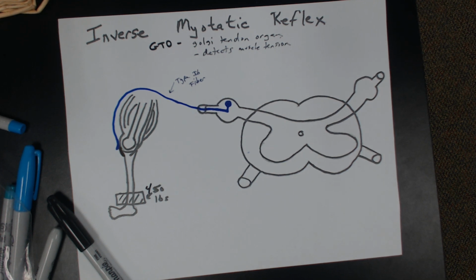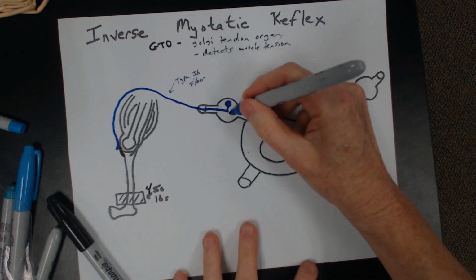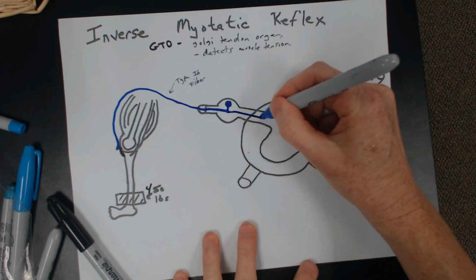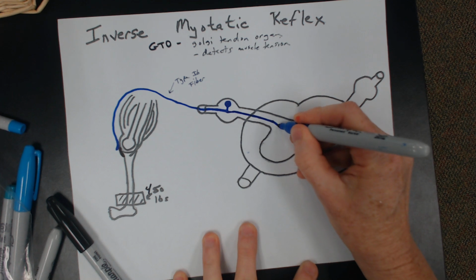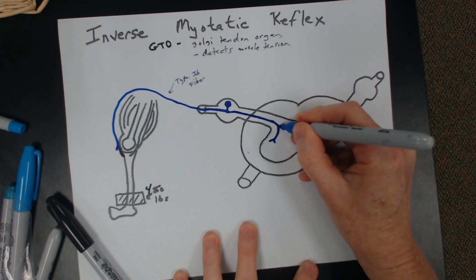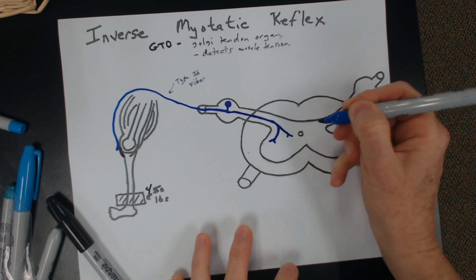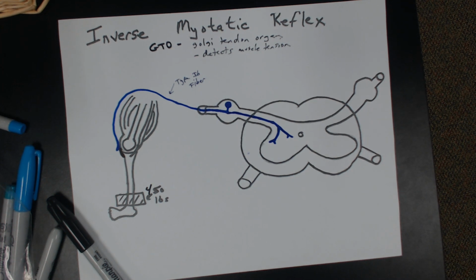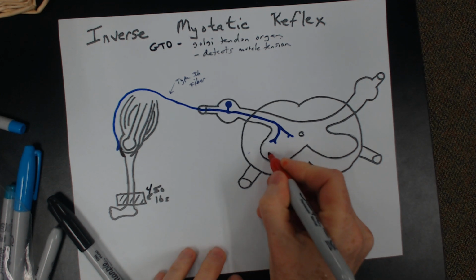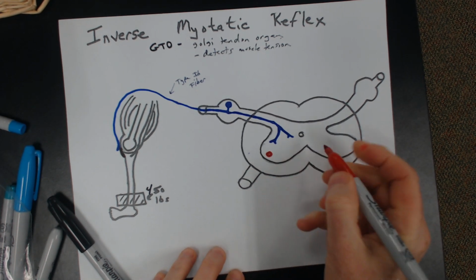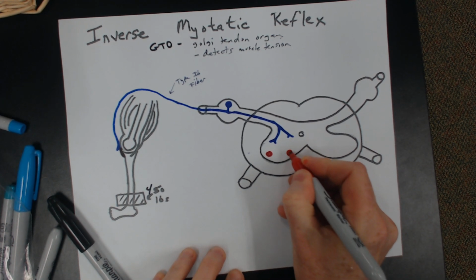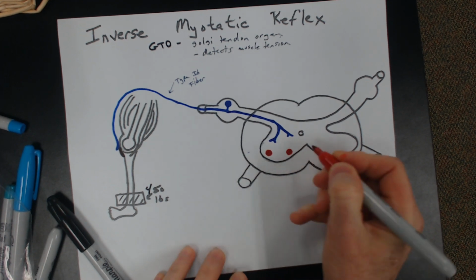Type 1B fiber comes in through the dorsal root and again bifurcates. And we still have the alpha motor neuron here for the quads, and we have the alpha motor neuron here for the hamstrings.